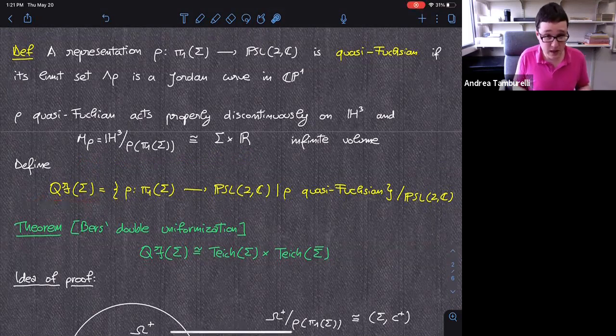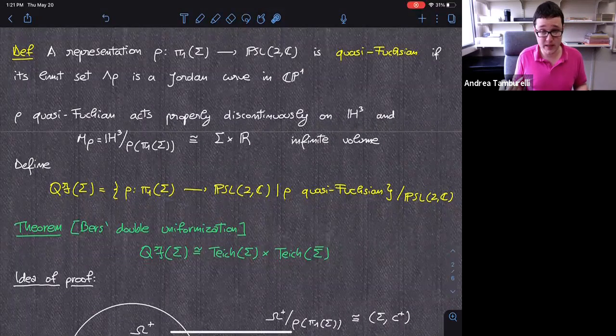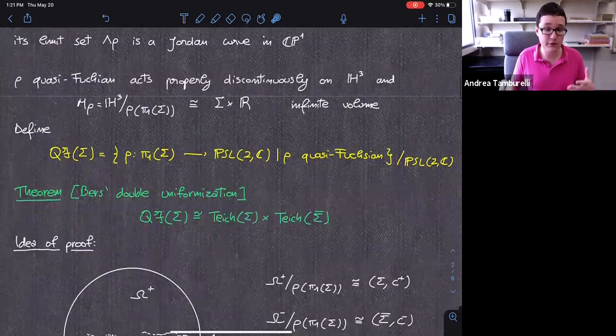And we are going to denote by QF of sigma the space of quasi-Fuchsian representations up to conjugation by PSL2C. So it's a famous theorem by Peirce that the space of quasi-Fuchsian representations is diffeomorphic to two copies of Teichmüller space. It's actually the product of the Teichmüller space of sigma with the Teichmüller space of sigma bar, where sigma bar denotes the same surface but with the opposite orientation.